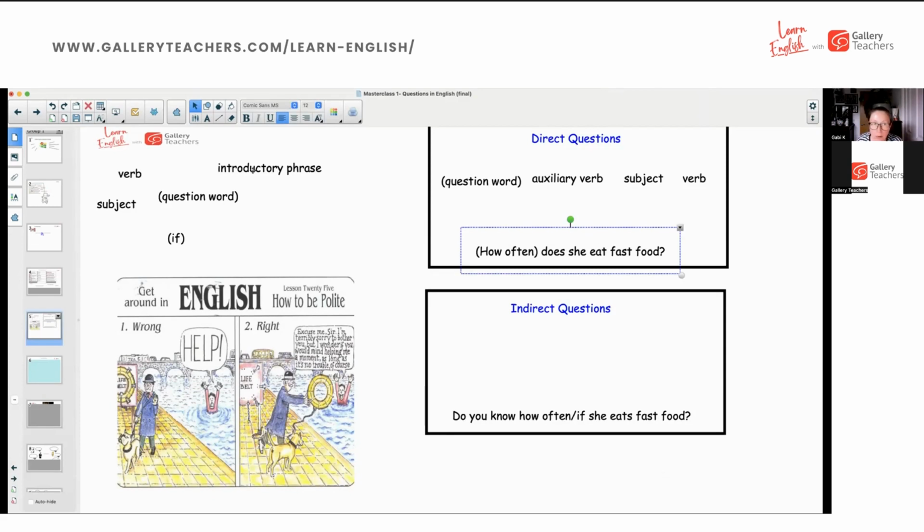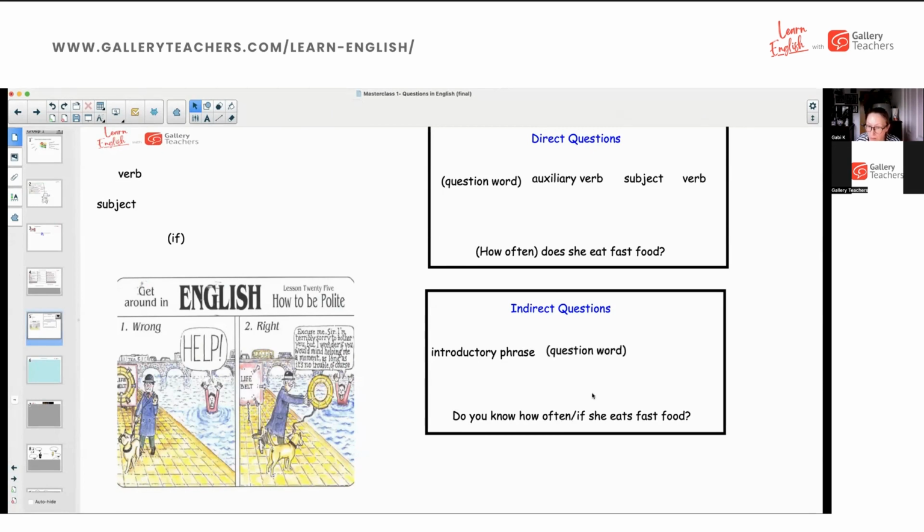And indirect questions, what happens is we have this introductory phrase, do you know, right? Then we can have a question word, how often, or we can have "if" if it's a yes/no question. And then we have the subject, right? Okay, let me just move the chat. And the last one is the verb, okay? So this is the difference.